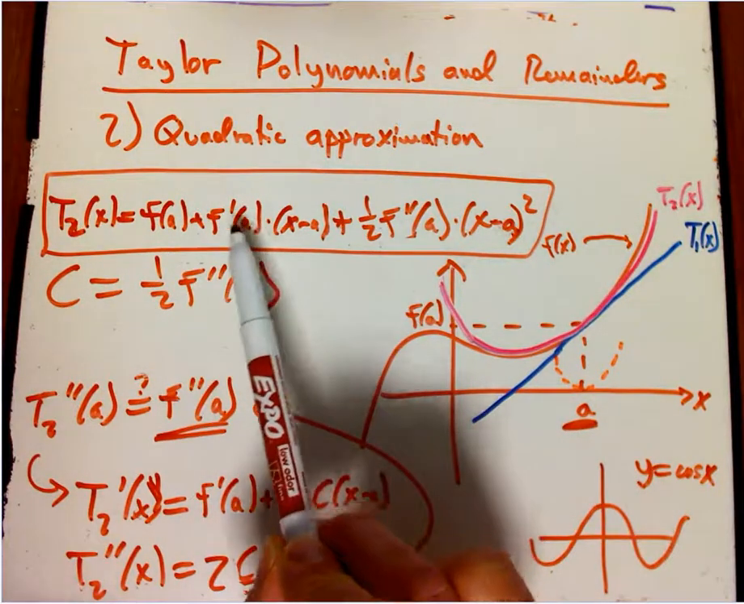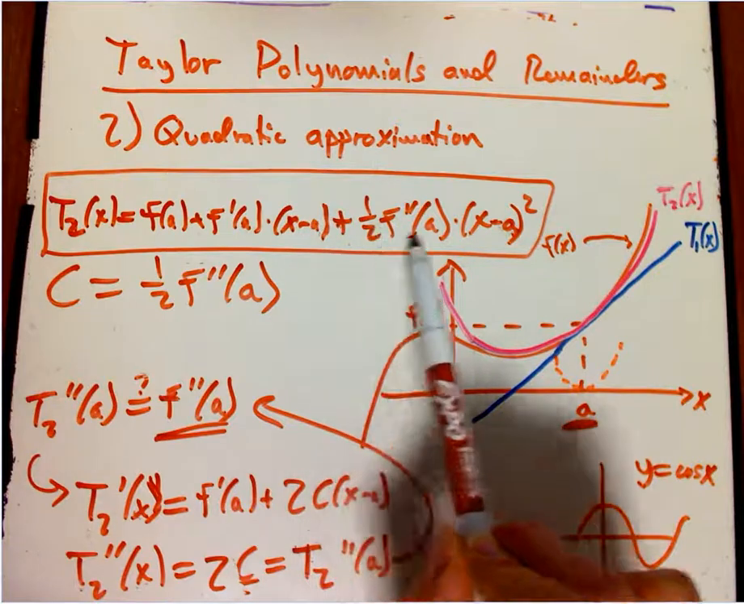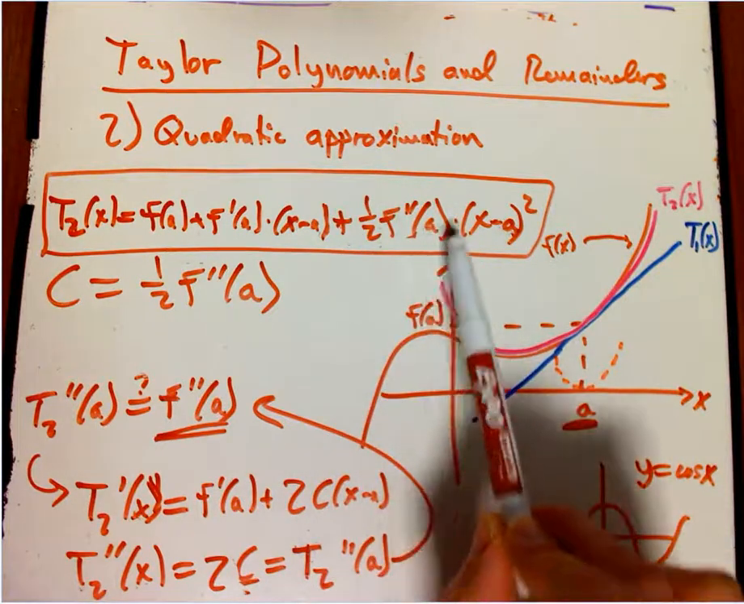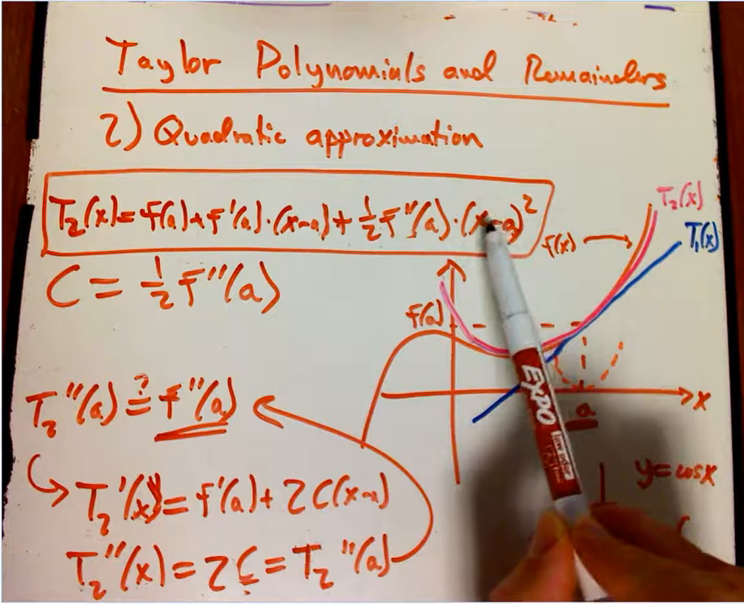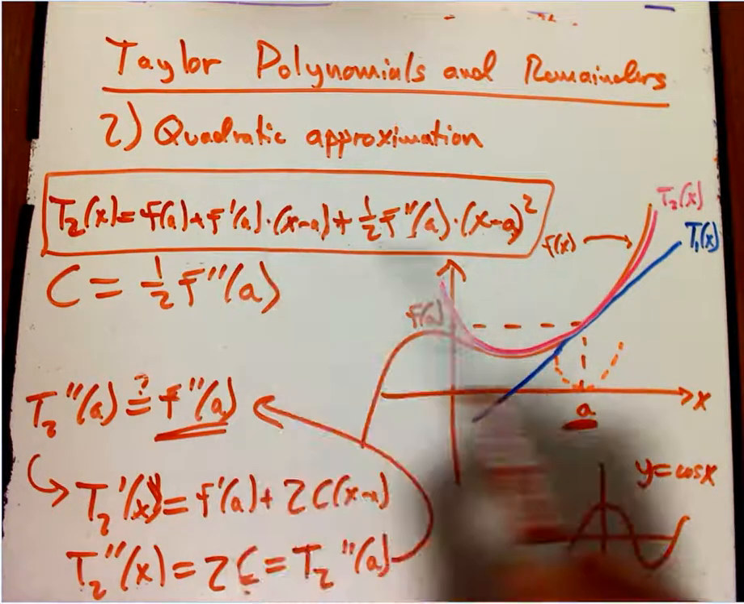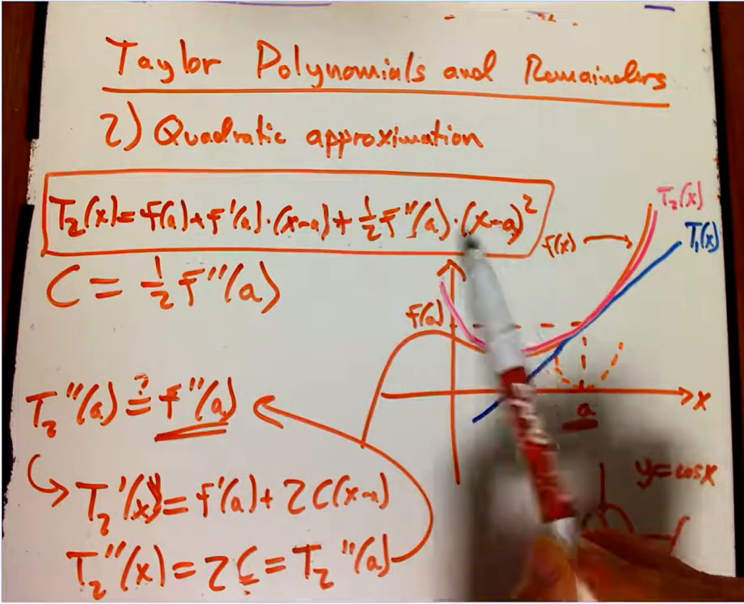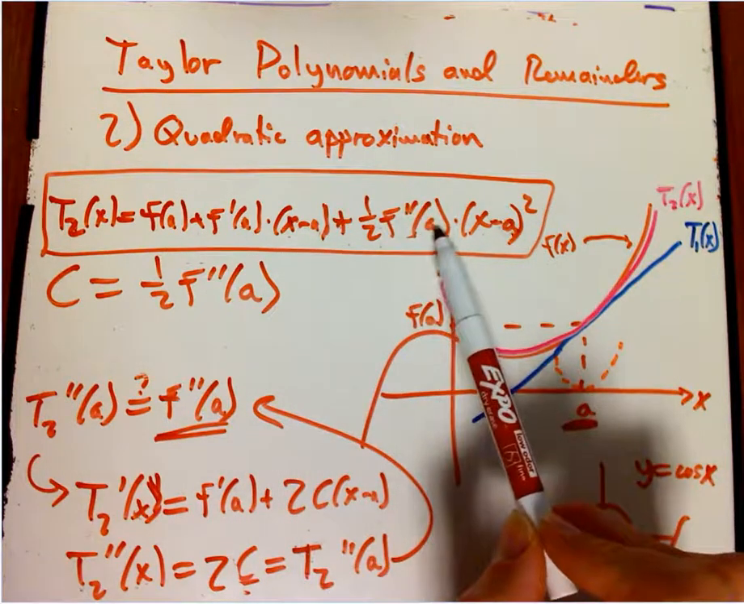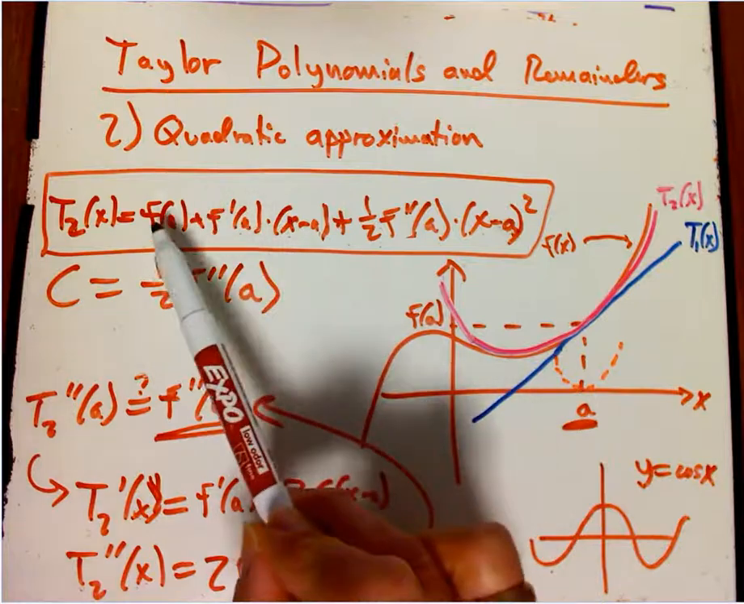F prime of a is a number. A is a number. 1/2 f double prime of a, this coefficient we just figured out, is a number. A is a number here. The only place x's appear are right here and right here. It is a quadratic function. Nothing more complicated. You should not have an f double prime of x or an f prime of x or an f of x in here in particular.